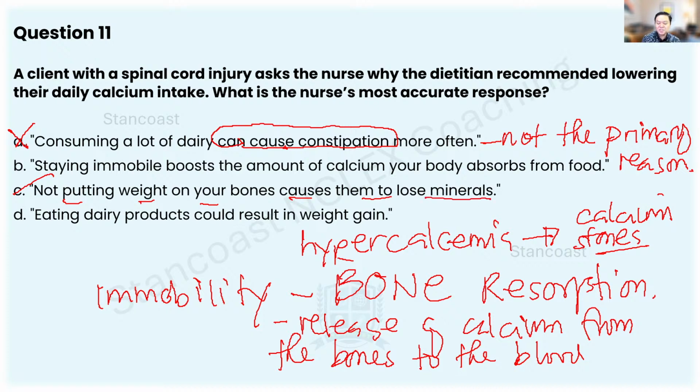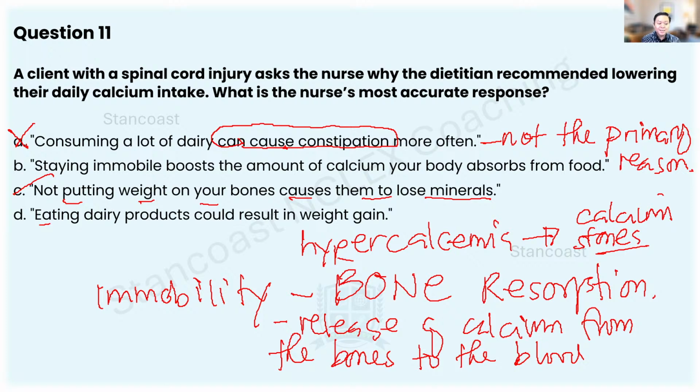If the patient is going to be staying in bed or immobile for a longer period, if there's not going to be any activity, then they're going to develop bone resorption. That is the correct answer, letter C. What about letter D? Eating dairy products could result in weight gain. Is there truth in that? No, they're not going to necessarily cause weight gain. They are not typically restricted solely for that reason.